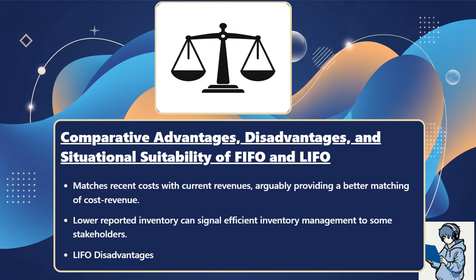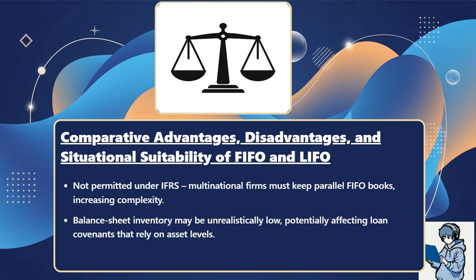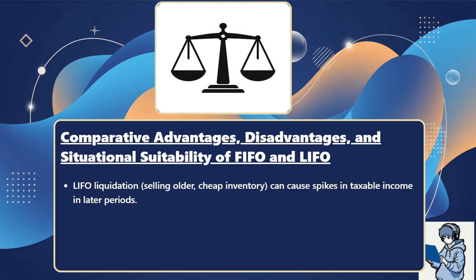LIFO disadvantages. Not permitted under IFRS, multinational firms must keep parallel FIFO books, increasing complexity. Balance sheet inventory may be unrealistically low, potentially affecting loan covenants that rely on asset levels. LIFO liquidations, selling older cheap inventory, can cause spikes in taxable income in later periods.